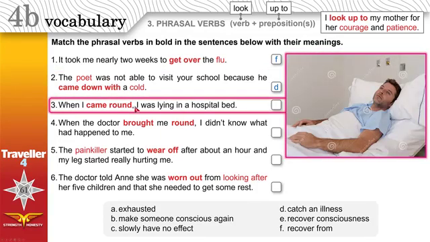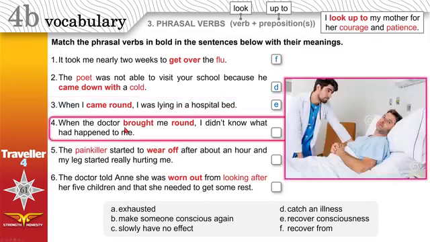When I came round, I was lying in a hospital bed. This man is lying in a bed. He came round, that means he became aware again. He became conscious again. He recovered consciousness. This is consciousness. Means being aware. He knows what's going on around him. He fainted earlier and he lost consciousness and now he recovered it. He came round.